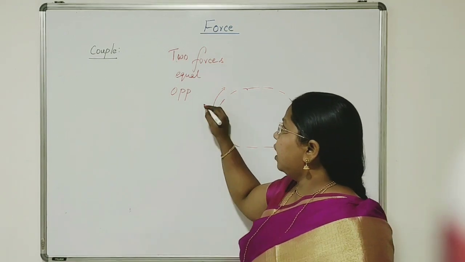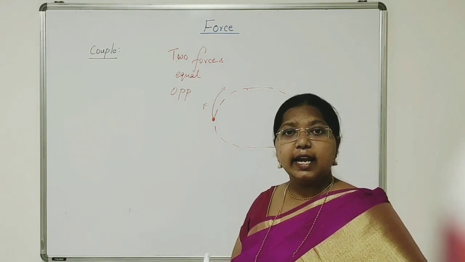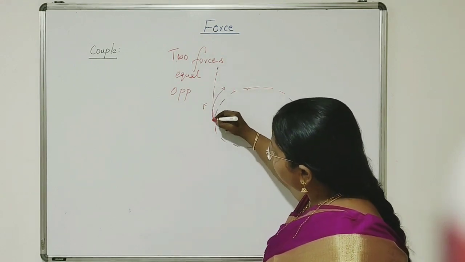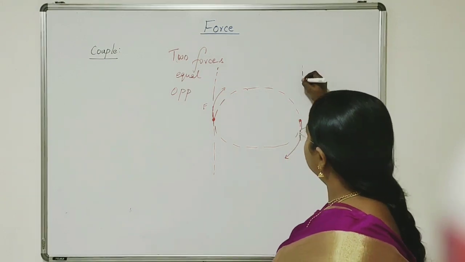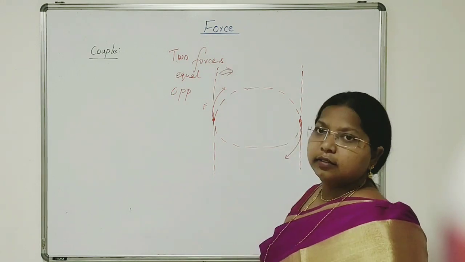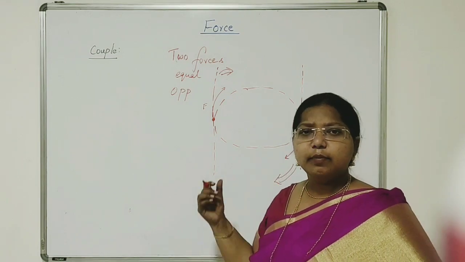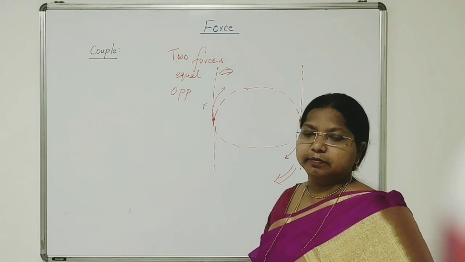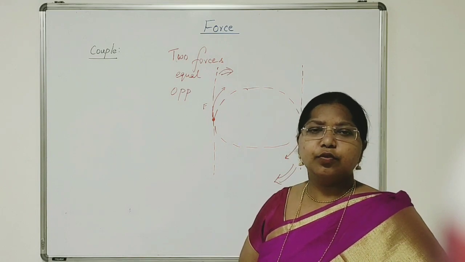So the point where we are applying the force is called the point of action of force, and an imaginary line drawn through the point of action of force is called the line of action of force. So this is the line of action of force. With respect to this, one force is acting in the clockwise direction. Because of this, the rigid body will start rotating either clockwise or anticlockwise, depending on the direction of these two forces.